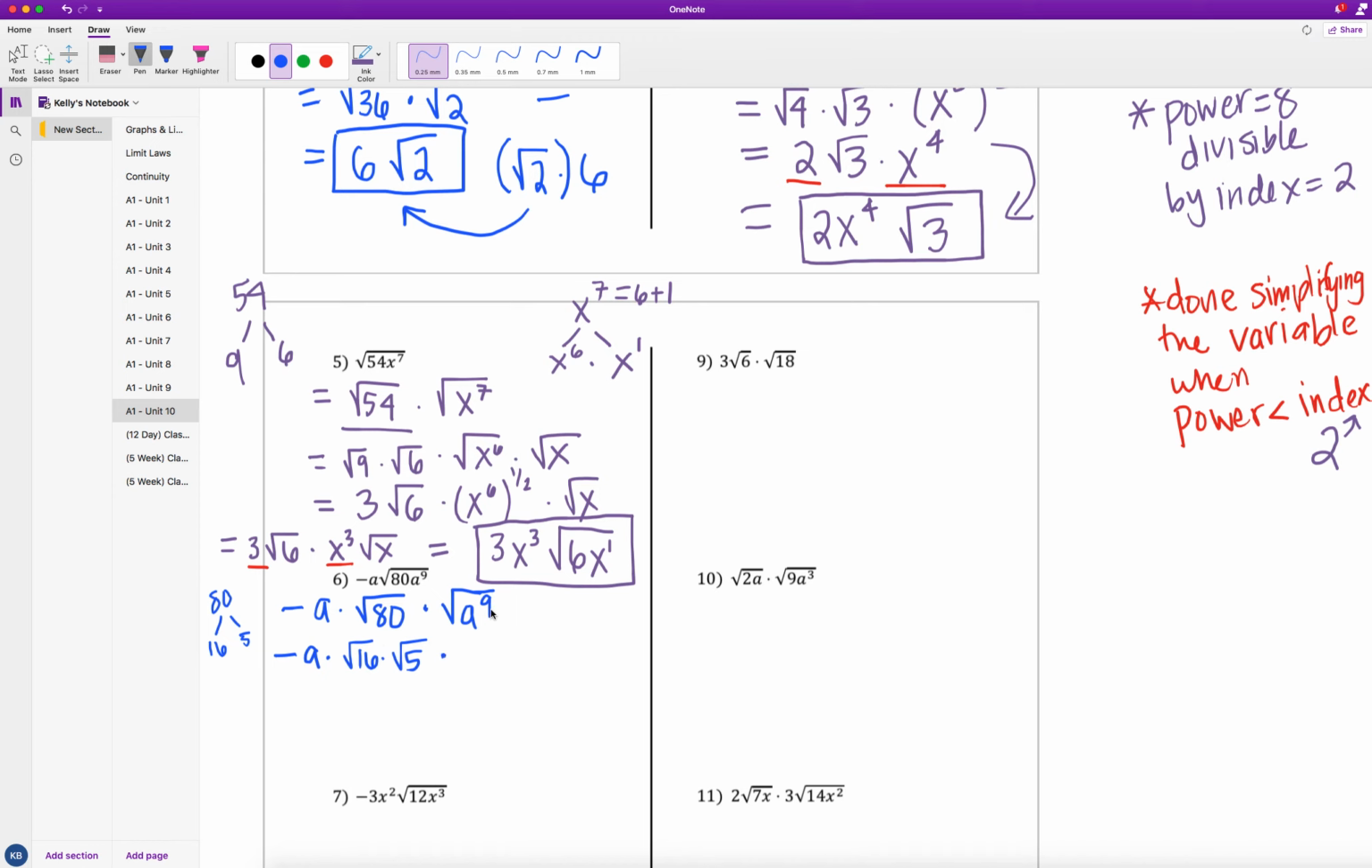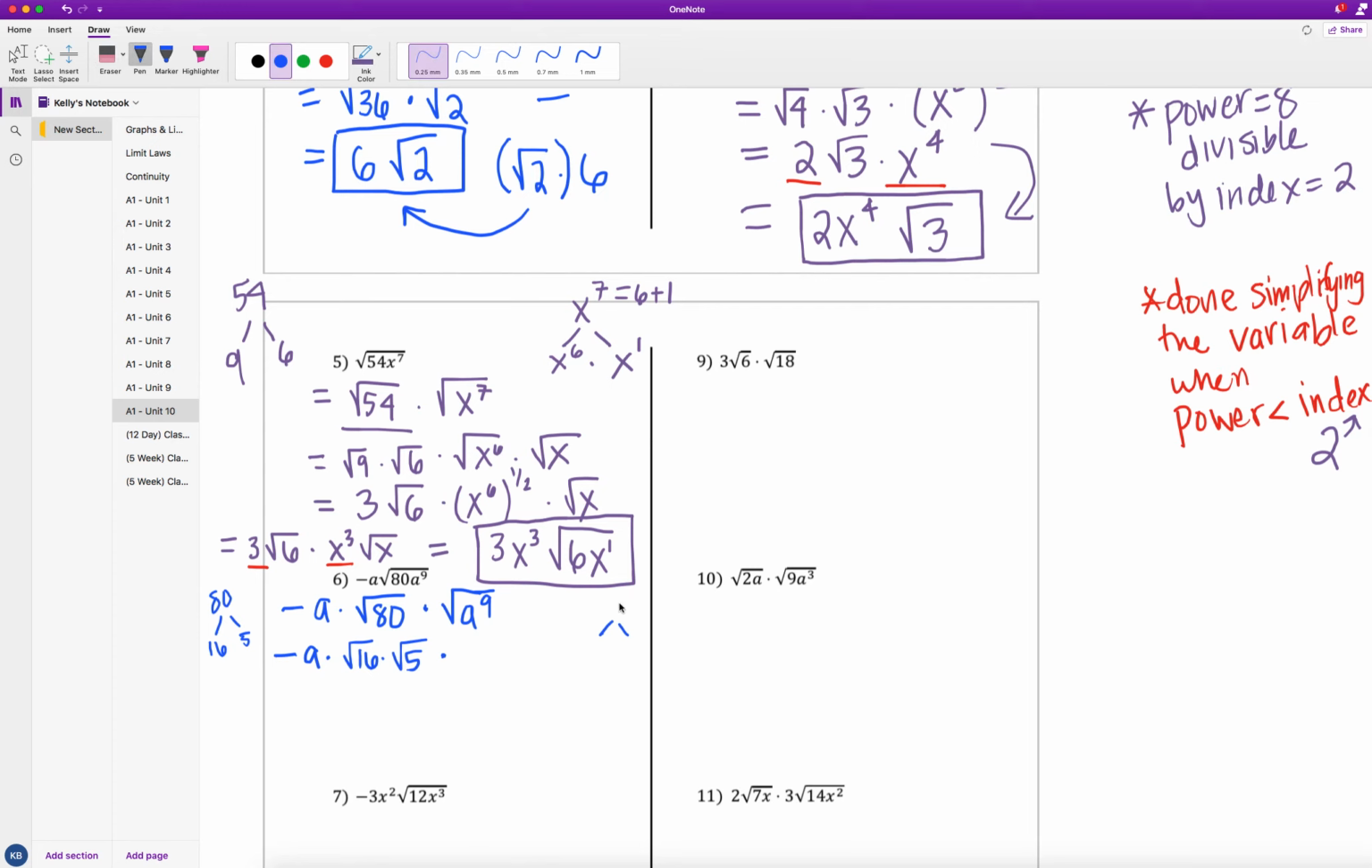So I have an a to the 9th. So what is your power here and what is your index? Our power here is the 9 and our index is the 2 from the square root. Is our power divisible by our index? In this case, our power is not going to be divisible by our index, so I need to break apart this a to the 9th.